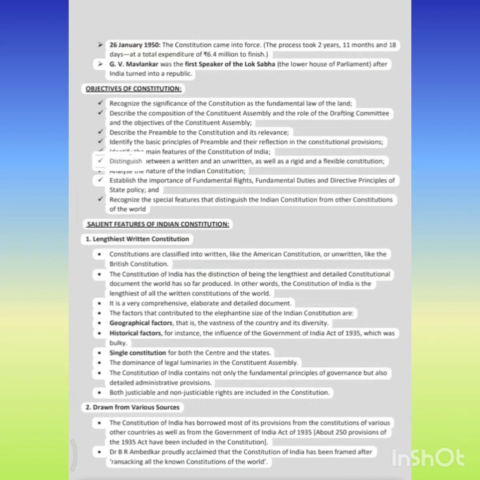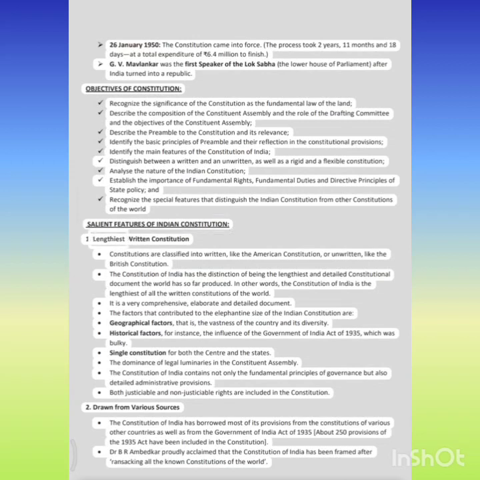Distinguish between a written and an unwritten, as well as a rigid and a flexible constitution. Analyze the nature of the Indian Constitution. Establish the importance of fundamental rights, fundamental duties and directive principles of state policy, and recognize the special features that distinguish the Indian Constitution from other constitutions of the world. Salient features of Indian Constitution.